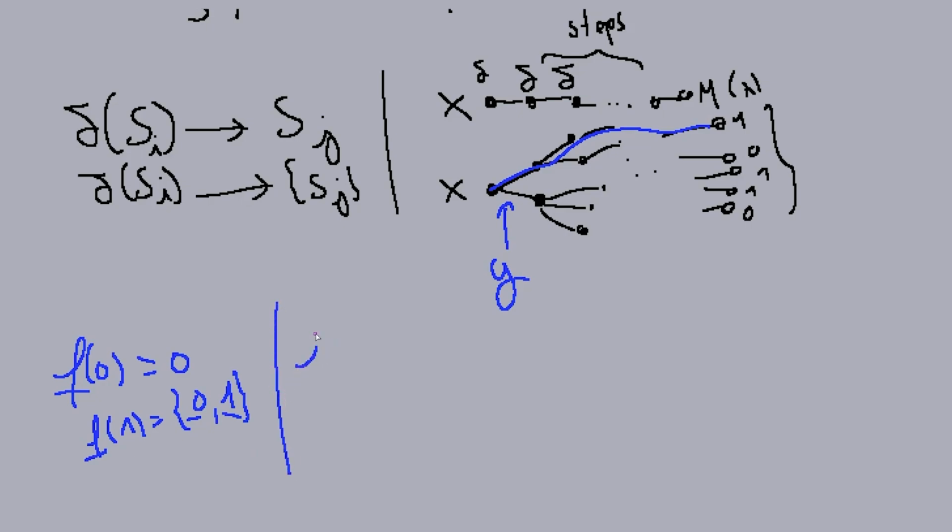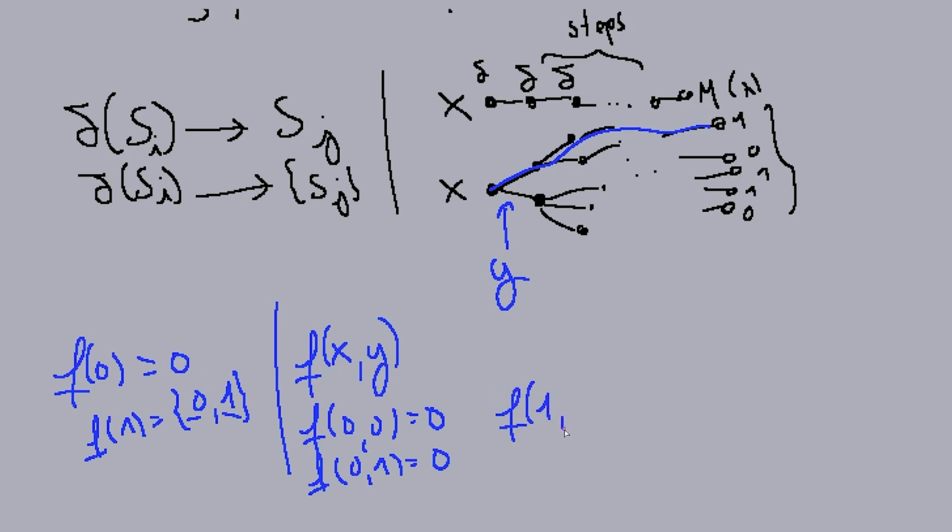For example, if instead of just having x, you have y here, then you can say that f0, 0 is equal to 0, and f0, 1 is also equal to 0, because here all the choices lead to 0. But now, what if you have f1, 0?